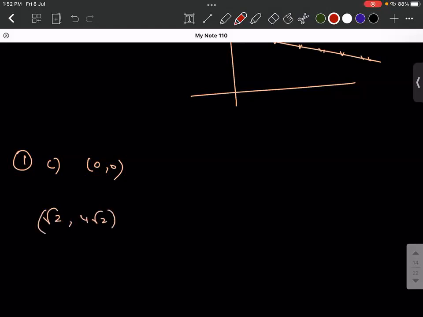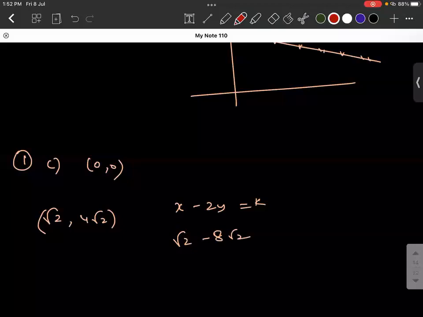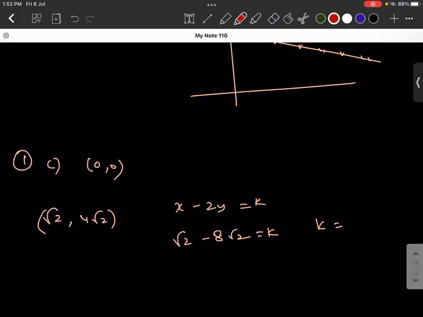Similarly, when you take root 2 comma 4 root 2 as a solution of the equation x minus 2y is equal to k, root 2 minus 8 root 2 is equal to k, so k will be minus 7 root 2. So option C is the right answer.